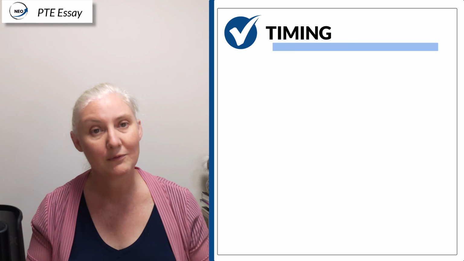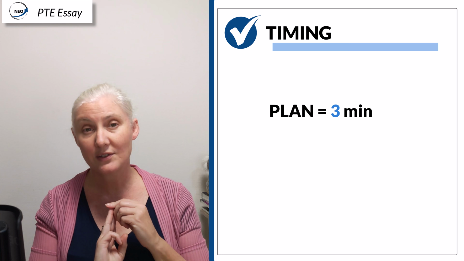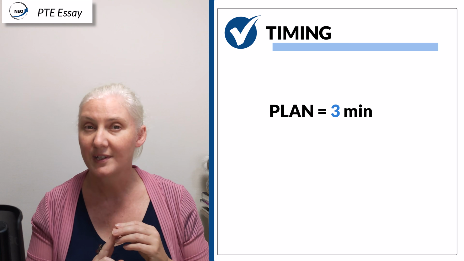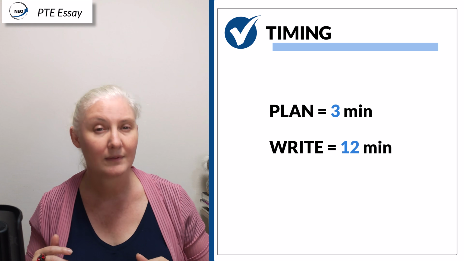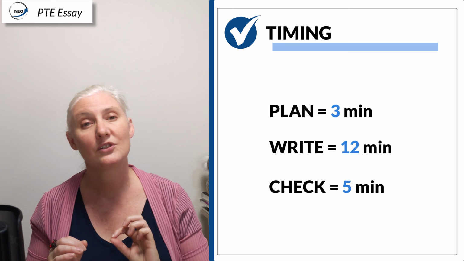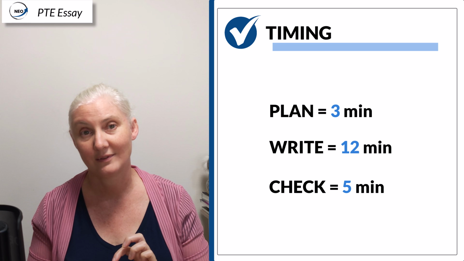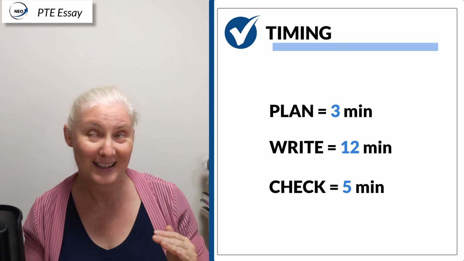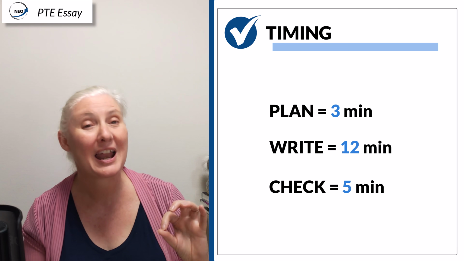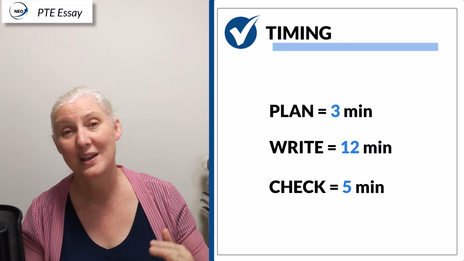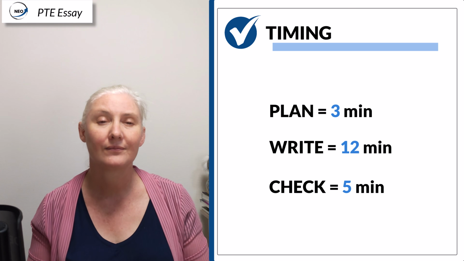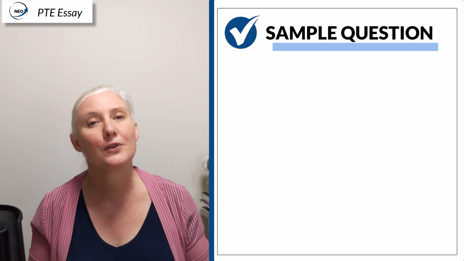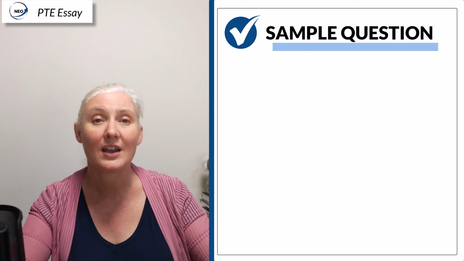So I strongly recommend that you use 3 minutes to plan. It will save you time in the long run. 12 minutes to write, and then 5 minutes to check your essay. Nobody ever has 5 full minutes to check, but aim for that. It's your best chance, okay? Timing is key.